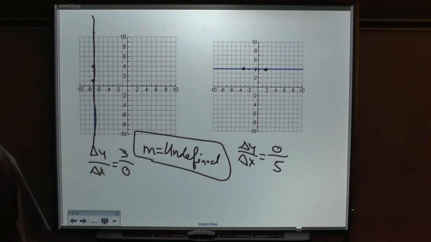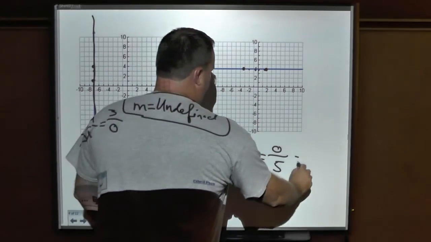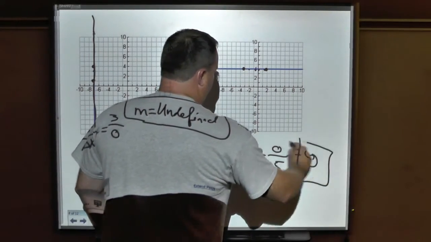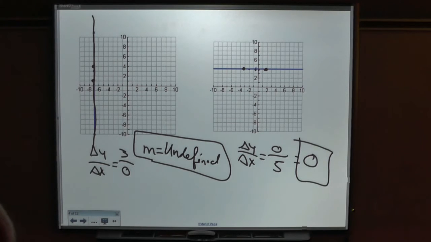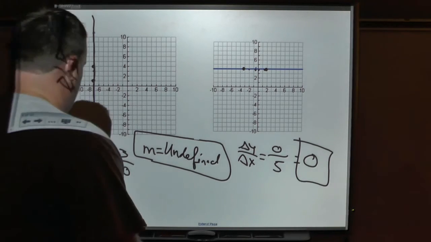Now, in your lovely calculators or whatever, you can divide 0 by 5. What do you get? 0. You certainly do. The slope of a horizontal line is 0. The reason for this, it is the flattest line you can have. So that is the starting point. 0.